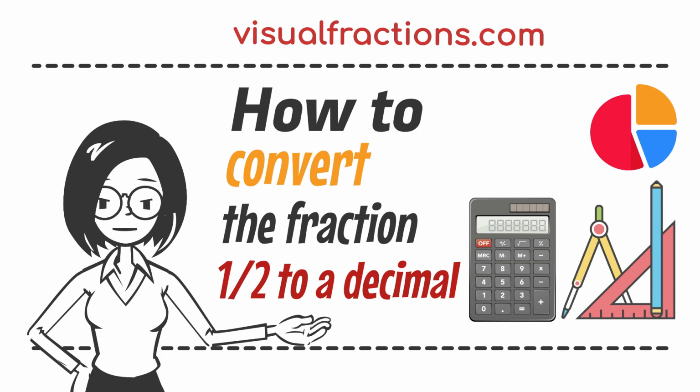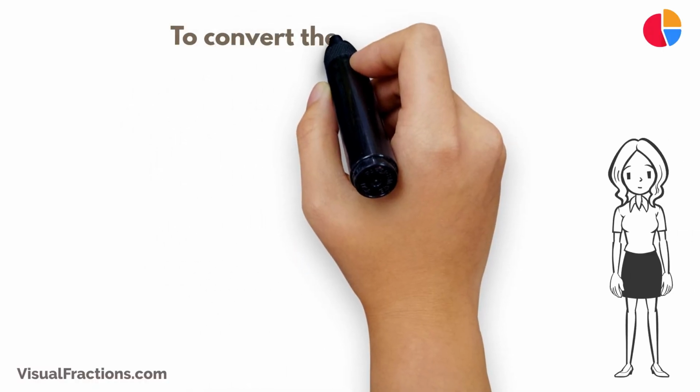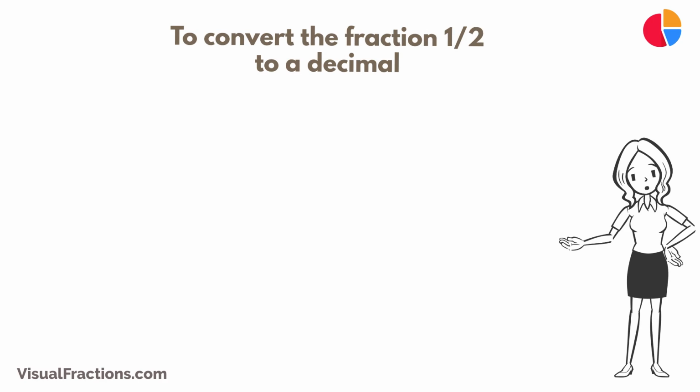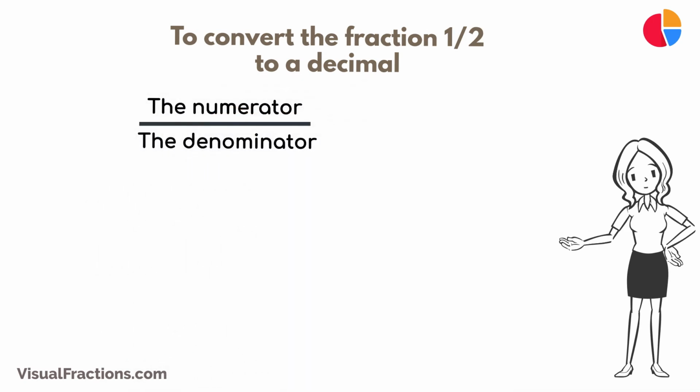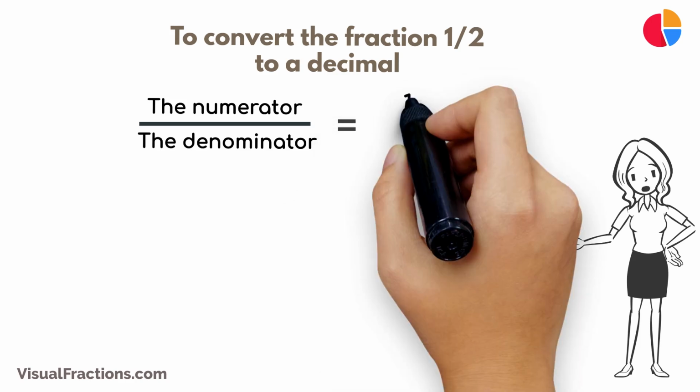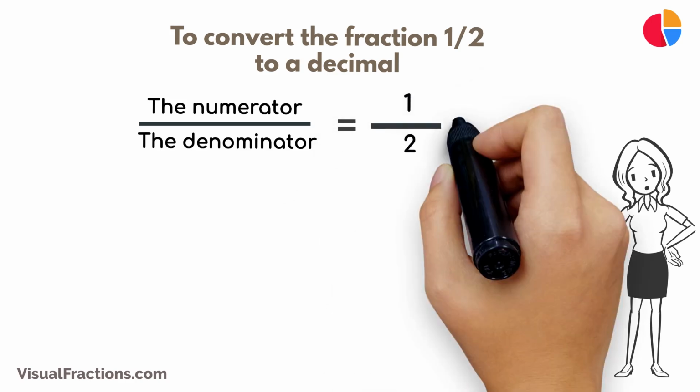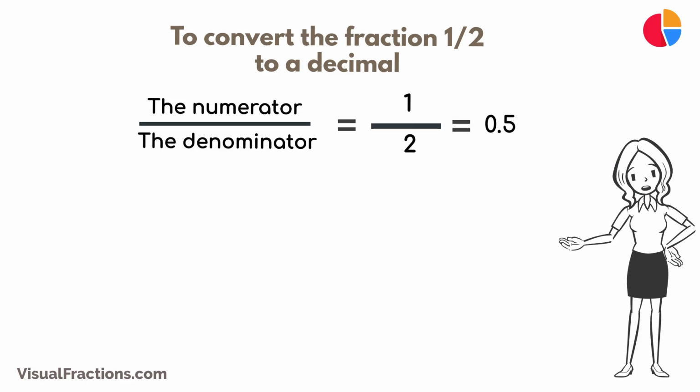Today, we're going to explore how to convert the fraction 1/2 to a decimal. To convert the fraction 1/2 to a decimal, all we need to do is divide the numerator, the top number, by the denominator, the bottom number. So, we simply divide 1 by 2. The answer we get is 0.5.